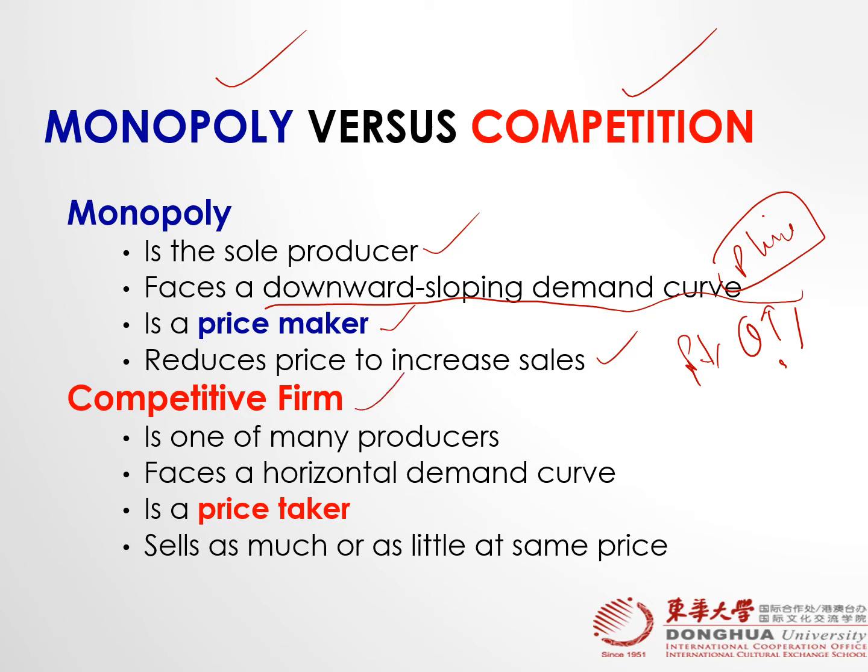In contrast, competitive firm characteristics: there are many suppliers and producers, and the demand curve or price line is a horizontal straight line, right? Competitive firms are called price takers, and they can sell as much or as little at the same price. Even if they want to increase the profit, the market price is the same, so they have to push their marketing strategies to sell more in order to increase the revenue.